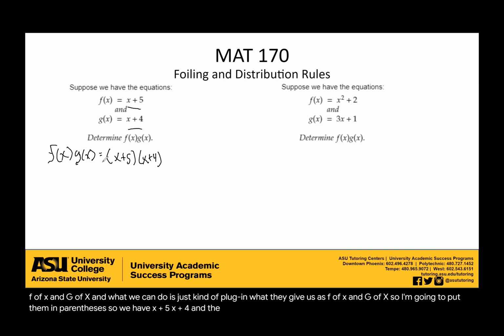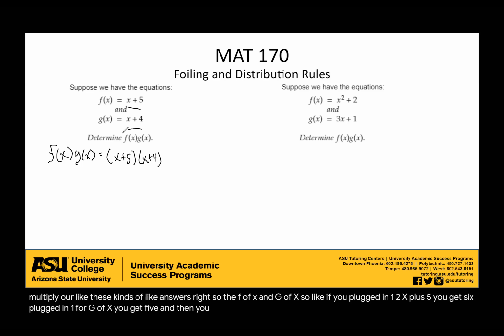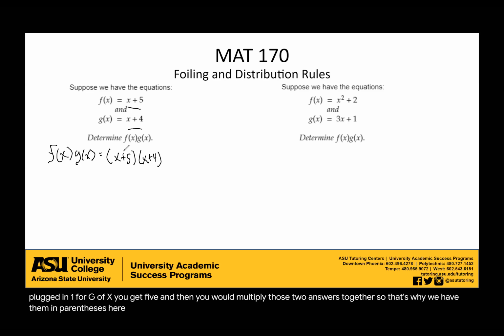The reason I do that is because technically what they want you to multiply are these answers, the f of x and the g of x. So if you plugged in 1 to x plus 5, you'd get 6. Plugging in 1 for g of x, you'd get 5. And then you would multiply those two answers together. That's why we have them in parentheses here, because we still want them in terms of x.